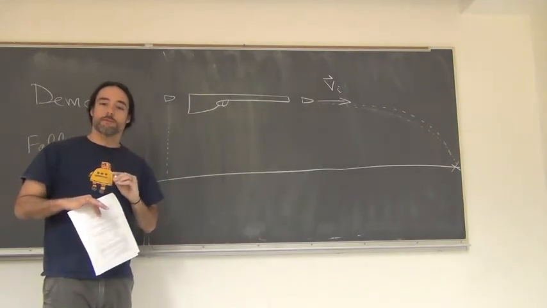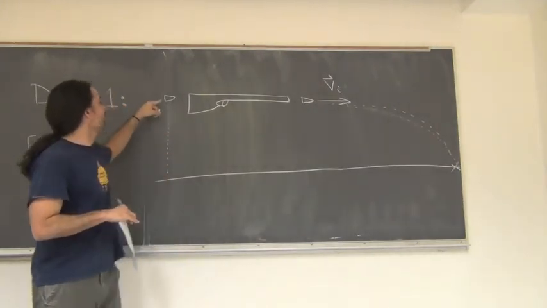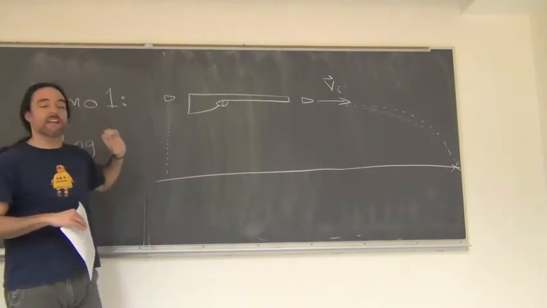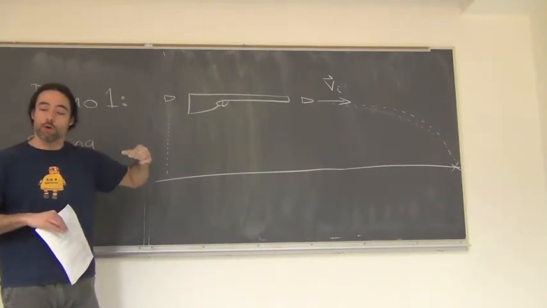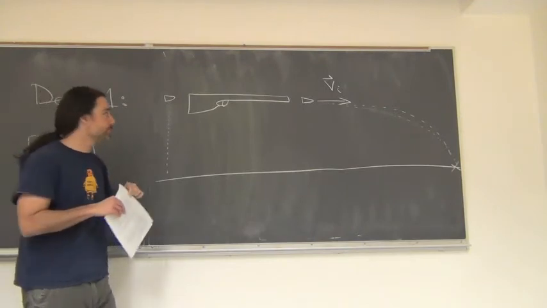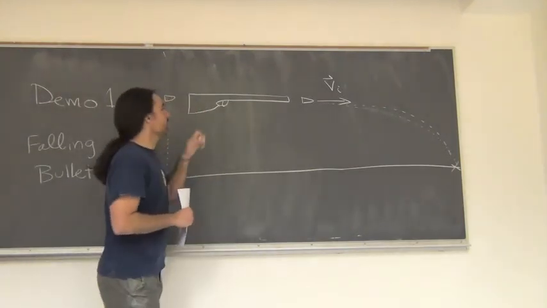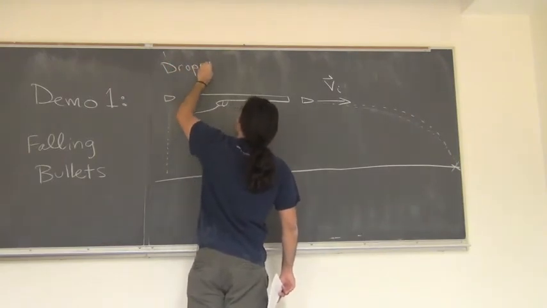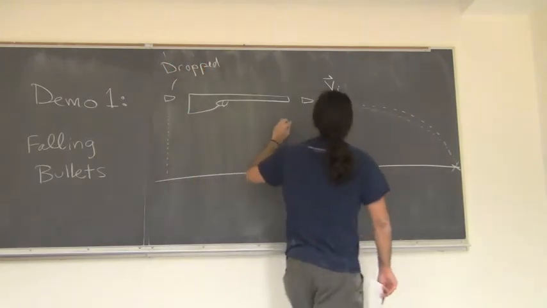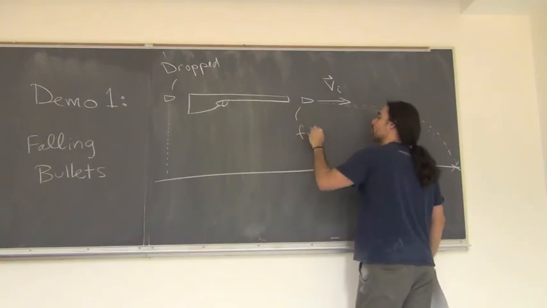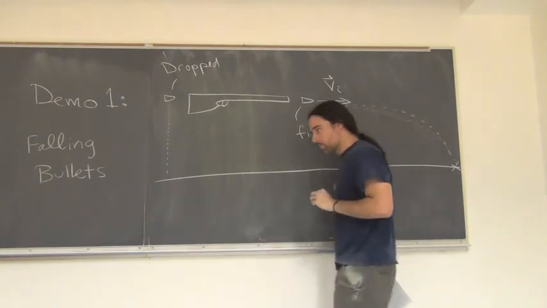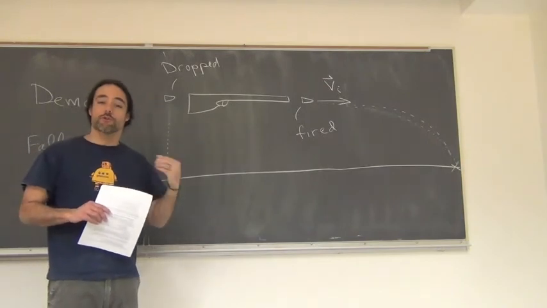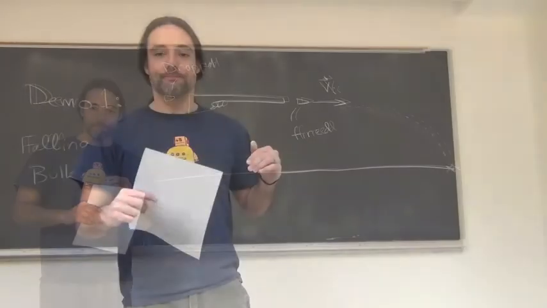That's the fired bullet. I also have a second bullet that I just drop. I just let it go. No initial velocity for that bullet. Which of these two bullets, the dropped bullet over here and the fired bullet over here, will hit the ground first? The dropped bullet or the fired bullet?